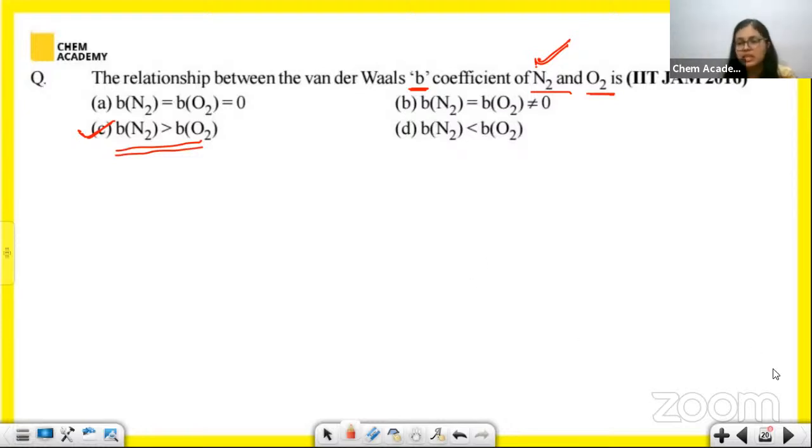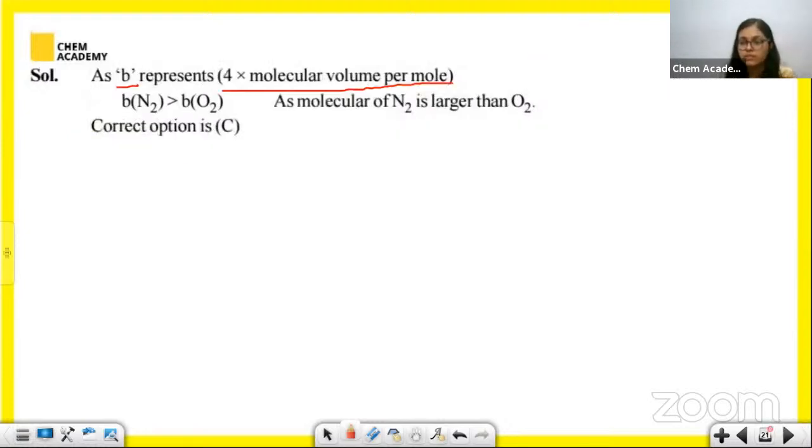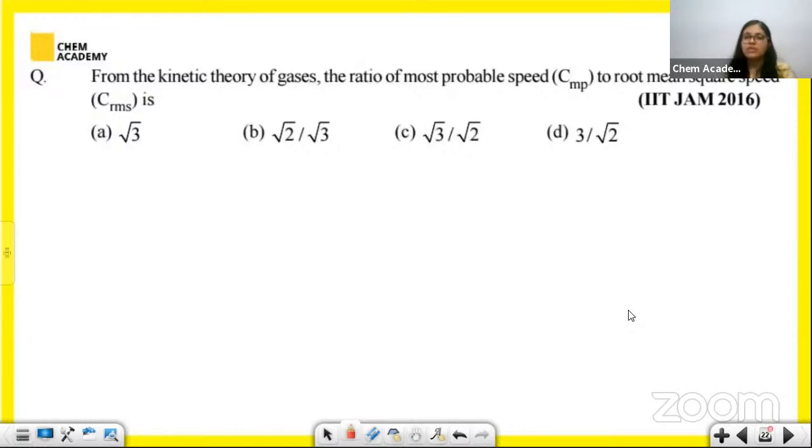Okay, this was an easy question. You just have to know how B is related to molecular volume, and you can calculate and compare the value of B for different gases. Now moving on to the next question.